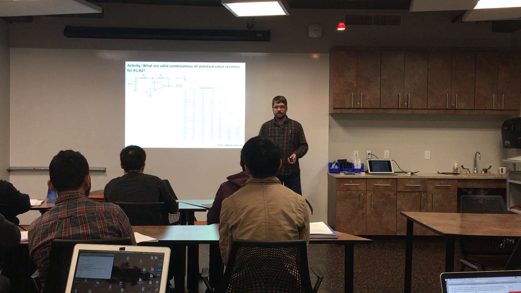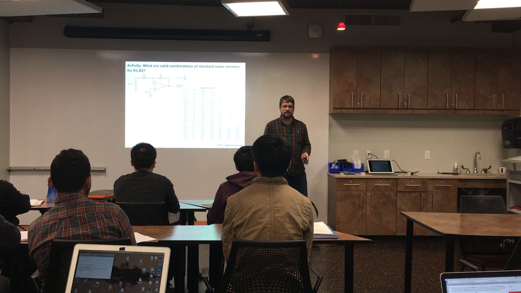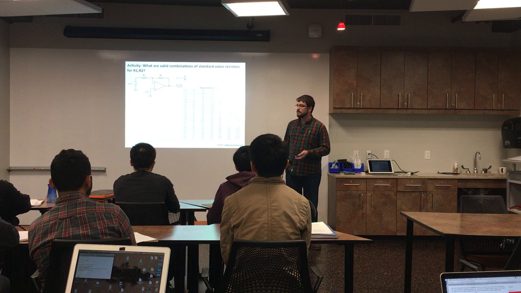You see why, if you have to find R2 over R1 plus 1 to be the gain you want, it would be hard to find a combination of these to get you exactly that. You'd have to go to a table of 1% resistors or 0.1%. So, make sense so far? All right.